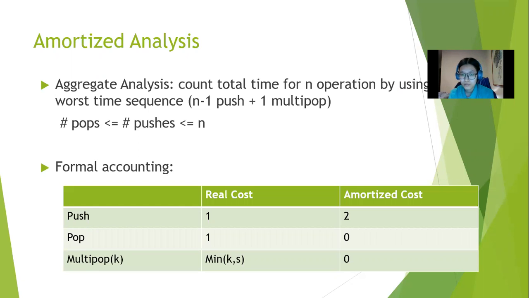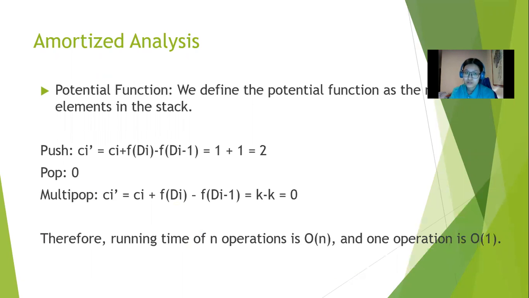And this is what we learned this week, which is called the potential function. Here we define the potential function as the number of elements in the stack. For push, the c_i' is going to be c_i plus 1, because every time we push an element, there will be 1 more element in the stack. And pop is simply 0, which is easy to understand.